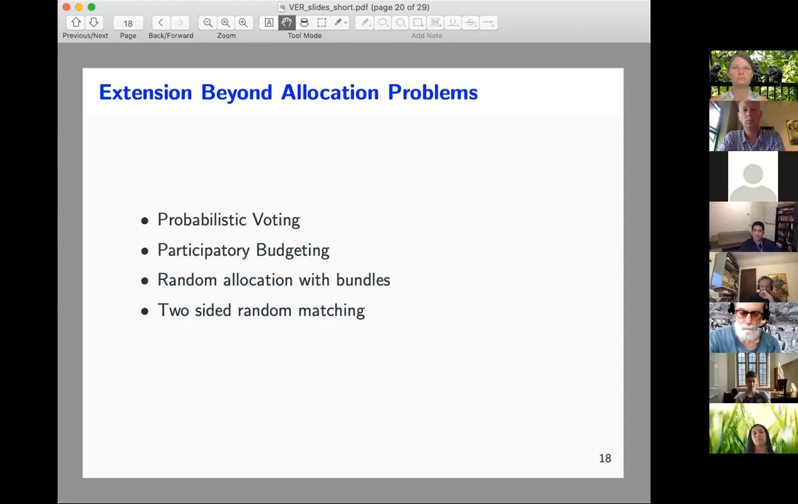It applies to participatory budgeting, especially when there are complex constraints involved, such as enforcing some lower bound on the amount of money allocated to a certain project. It also applies to more complex preferences, as well as two-sided random matching, which is in the true sense two-sided matching, where both sides are agents and they're both eating at the same time.